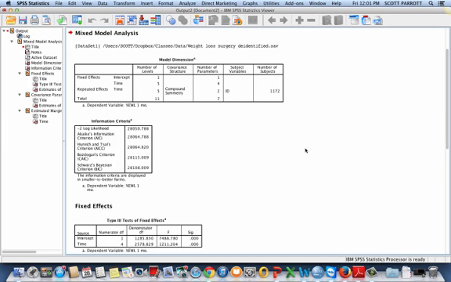And I click OK. And then we see our output. In the top table, we see our model dimensions. I see that my repeated effects was time. I used compound symmetry as the covariance structure. And I have 7 degrees of freedom here. I also have 1172 subjects. Now, because I've done this, if I carried out the same analysis in the classic repeated measures ANOVA, I would have only about 300 patients here.